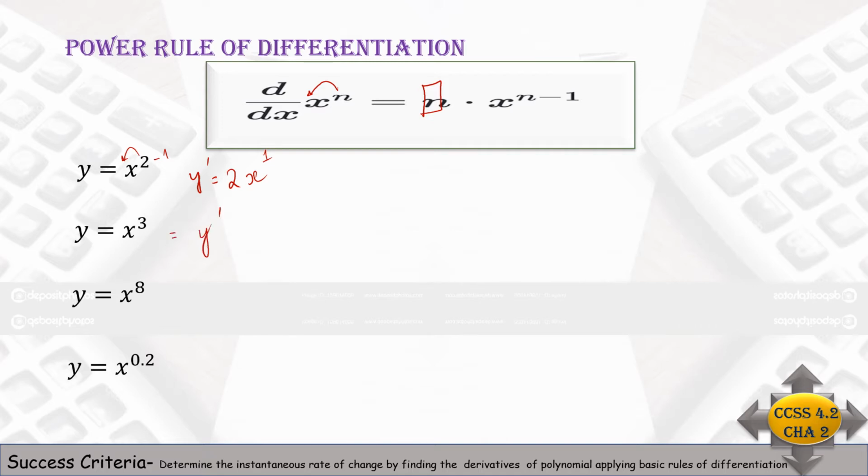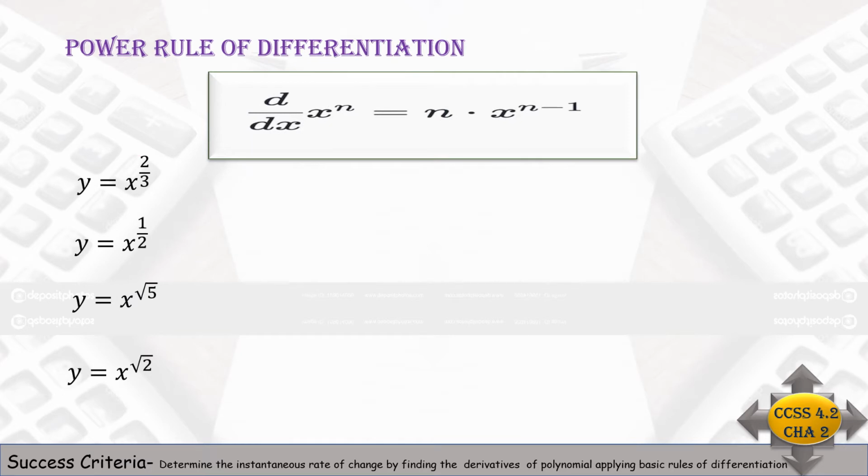In the same way, if you are asked to find the derivative of x cubed, bring the 3 down, write the x as it is, and from the power subtract 1, so it is 2. Same way, for the derivative of x to the power 8, bring 8 down, write the x, and from the power subtract 1. Now for x to the power 0.2, bring the 0.2 before the x, write 0.2x, and from the power subtract 1, so you will get negative 0.8.